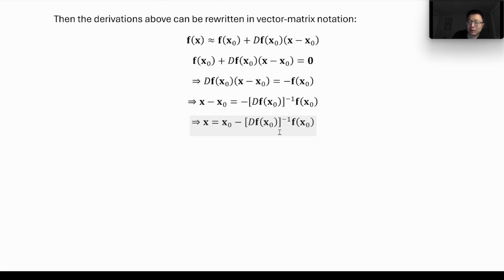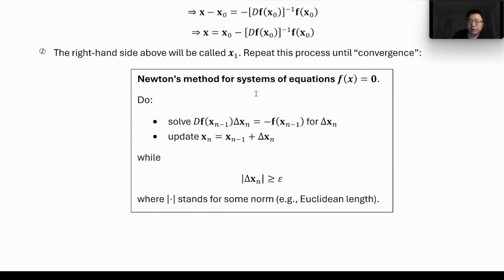So as you can see, this looks very similar to the scalar version of Newton's method. In the scalar version, you have f of x0 divided by the derivative. But here, because the derivative is no longer a scalar, its place is now occupied by the inverse matrix of the Jacobian, which plays the role of the reciprocal of the derivative in the scalar case. The right-hand side now will be called x1, and then we can just apply this procedure over and over to get x2 and x3 and so on. So now we finally have Newton's method for a system of equations f of x equals 0.